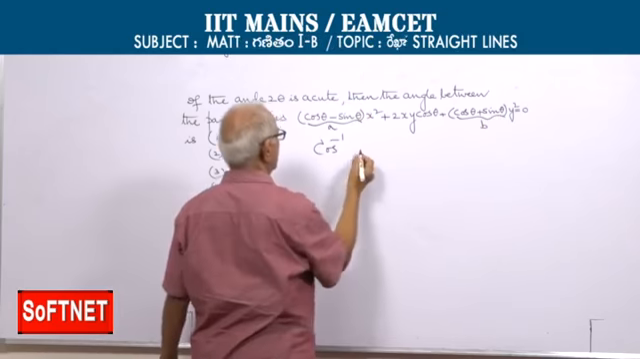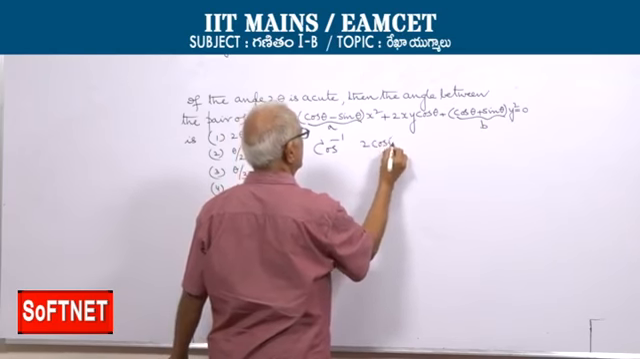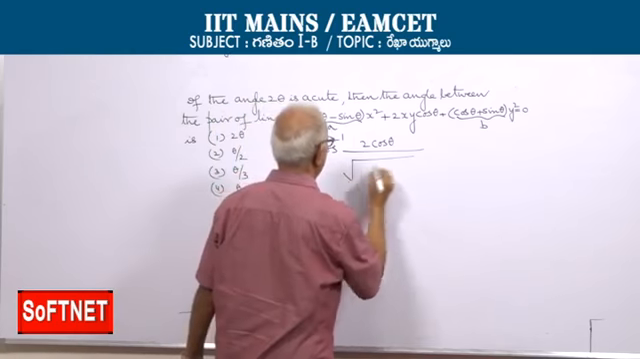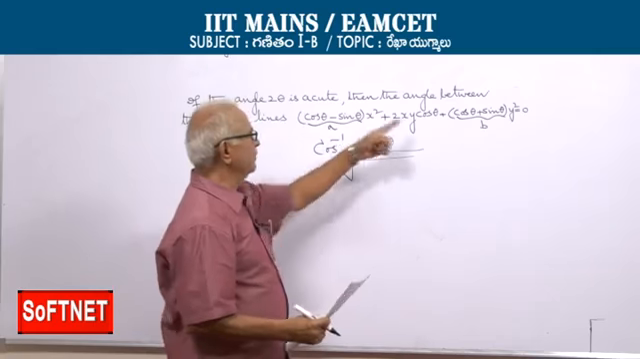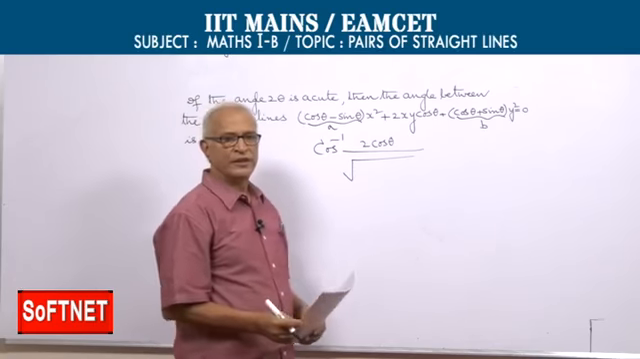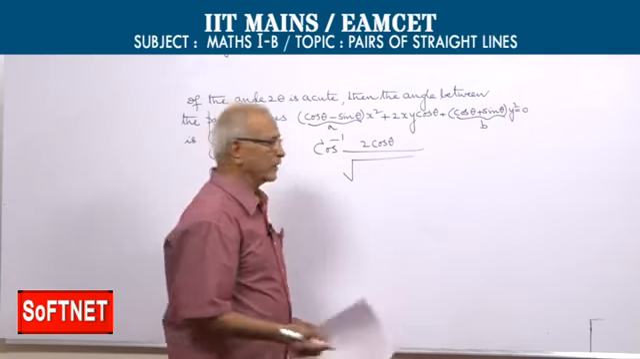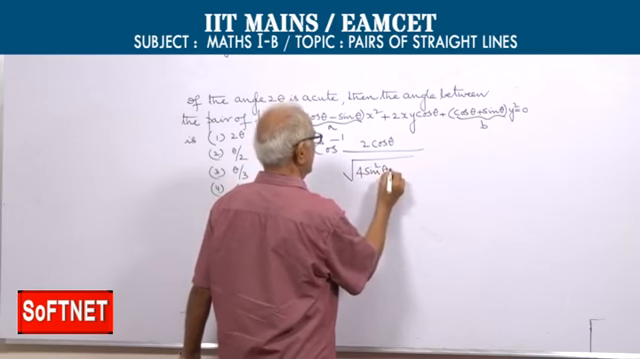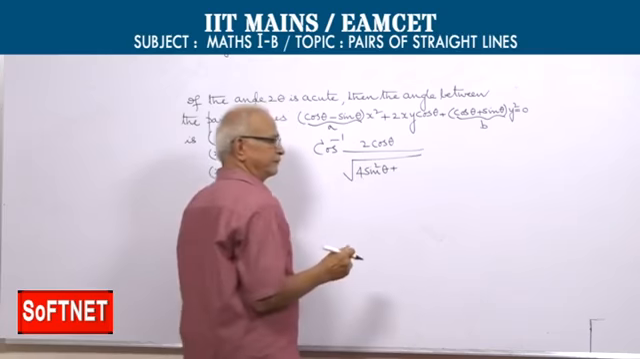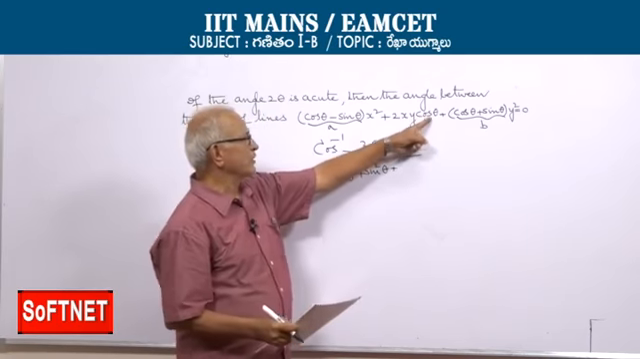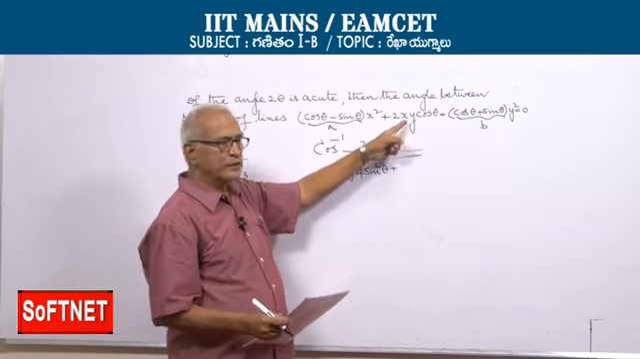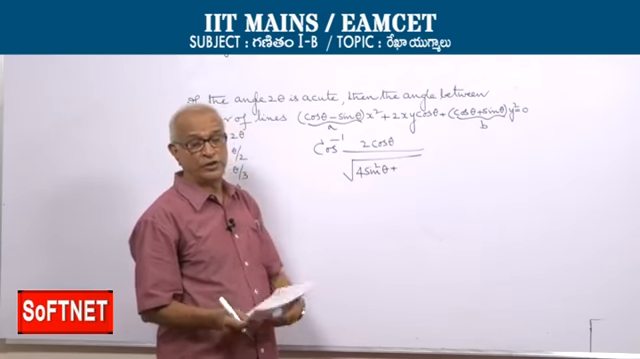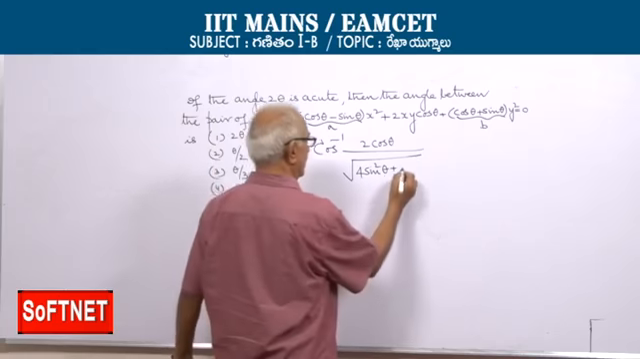A plus b is 2 cos theta, by a minus b whole square. A minus b whole square, that is minus sin theta minus 2 sin theta whole square, 4 sin square theta, plus 2h square, 4h square. 4h is 2 cos theta. 2h is the coefficient of xy. Coefficient of xy is 2 cos theta, that is 2h. So 4h square is 4 cos square theta.